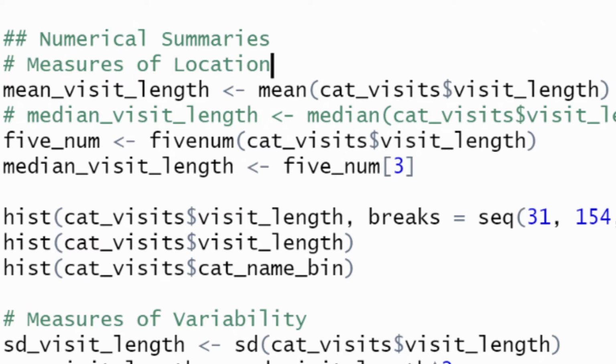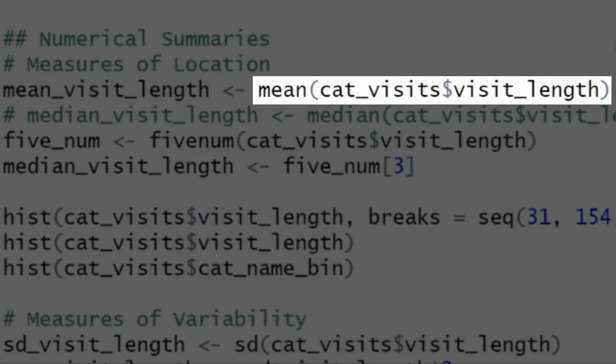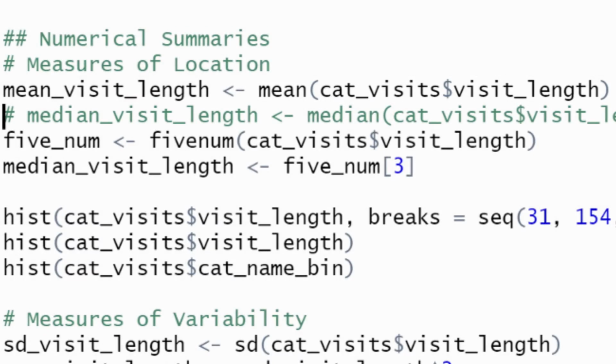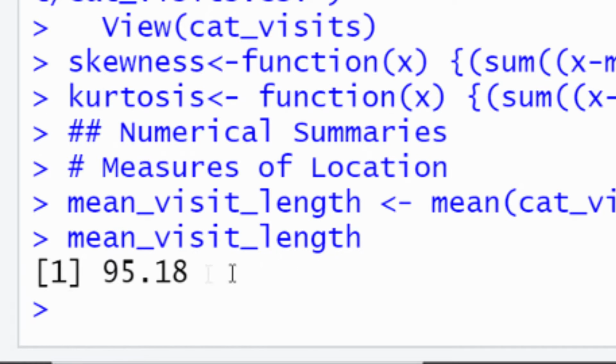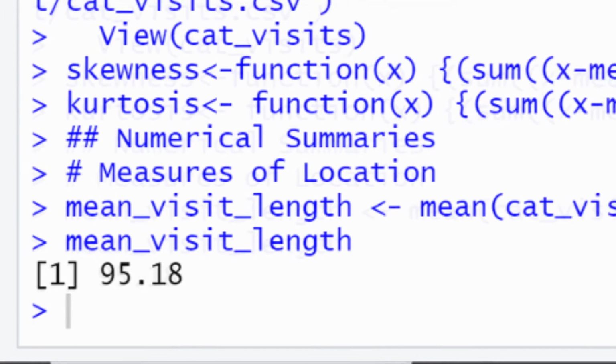For the mean, it's a pretty simple call. We can just use mean and then pass in the vector that we wish to find the mean of. In this case, that is the visit length property of cat visits, which we type in as cat visits $visit length. Doing so, we can see that the mean is 95.18. On average, my cat stayed on my desk for 95.18 seconds after arriving.